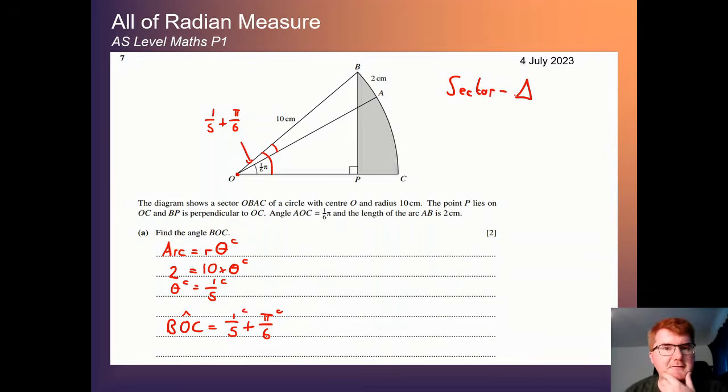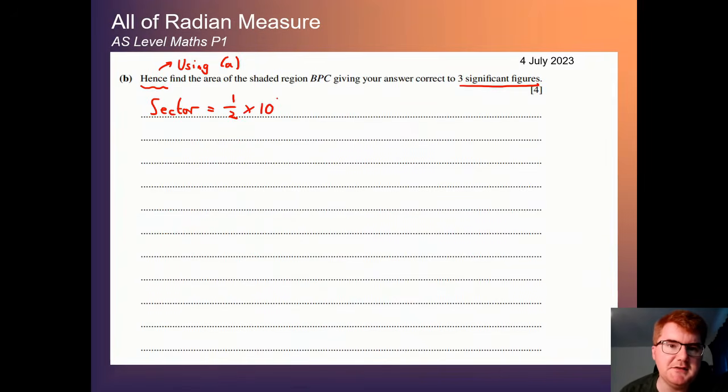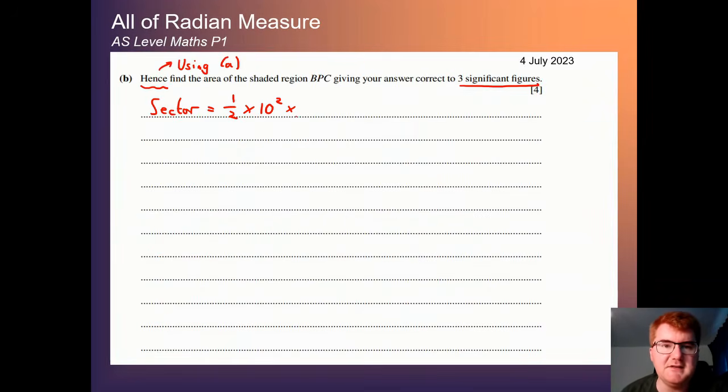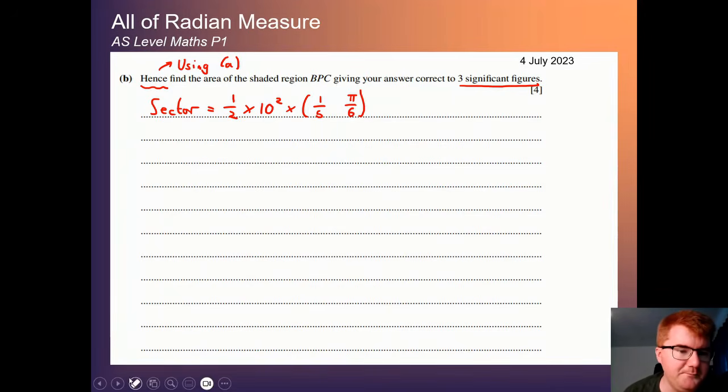I'm going to take a slightly different approach to what I did before. However, we still need to write down the area of the sector. That's going to be equal to a half times 10 squared, so half r squared, times theta. Remember, the whole angle here is what we worked out in part A, so it's going to be 1/5 plus pi over 6. Quickly erase that, so we can simplify this down slightly.